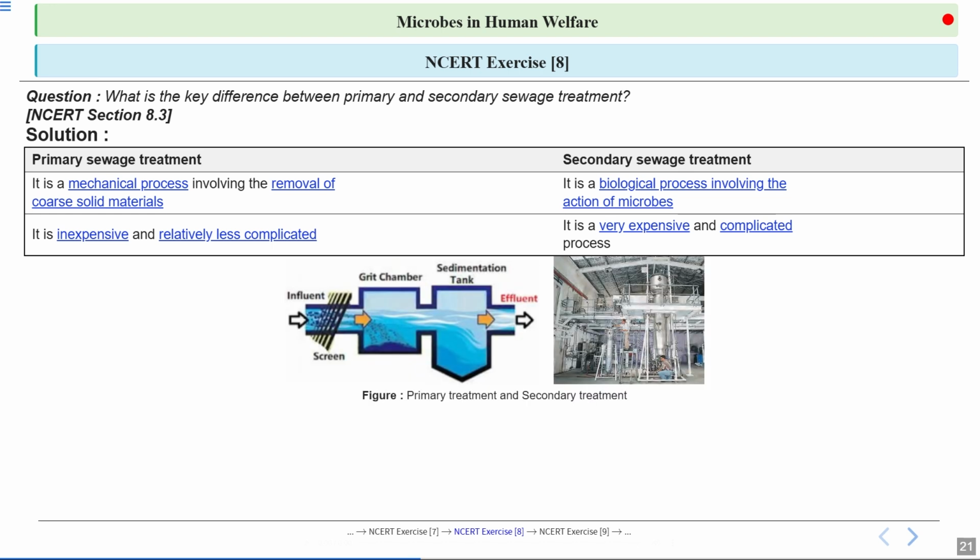In this image you can see primary treatment and the secondary treatment. Clear? Here you can see in the primary treatment there is the removal of coarse solid materials. It has a grit chamber, and then a sedimentation tank as well. Clear? And the secondary sewage treatment is basically a biological process. It involves microorganisms.